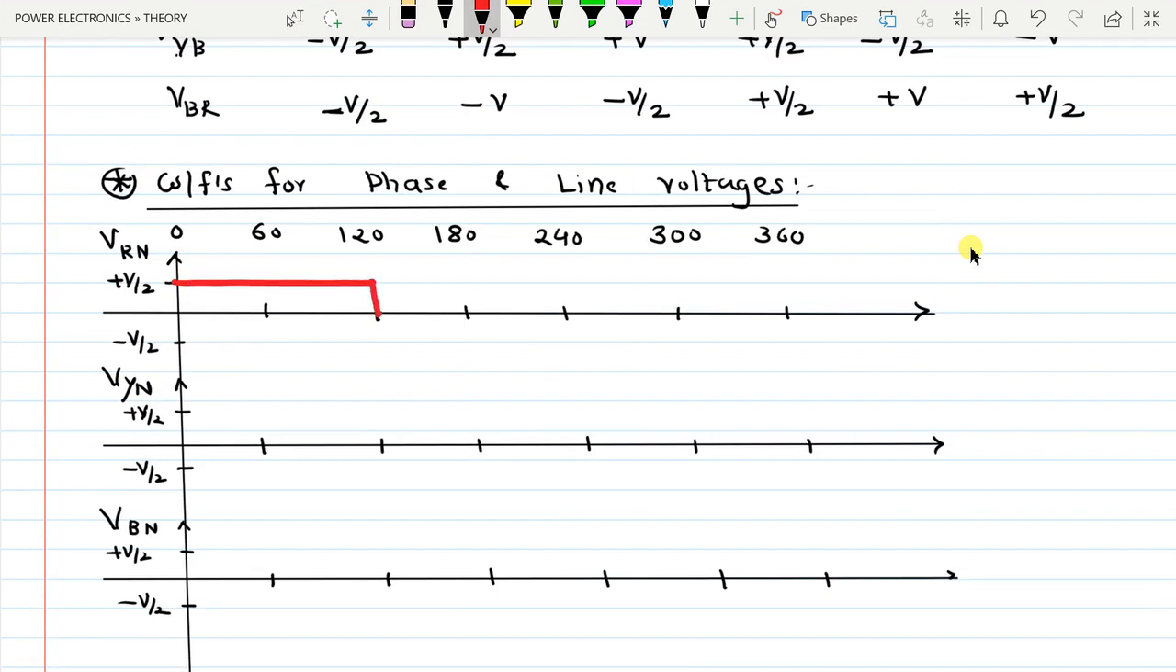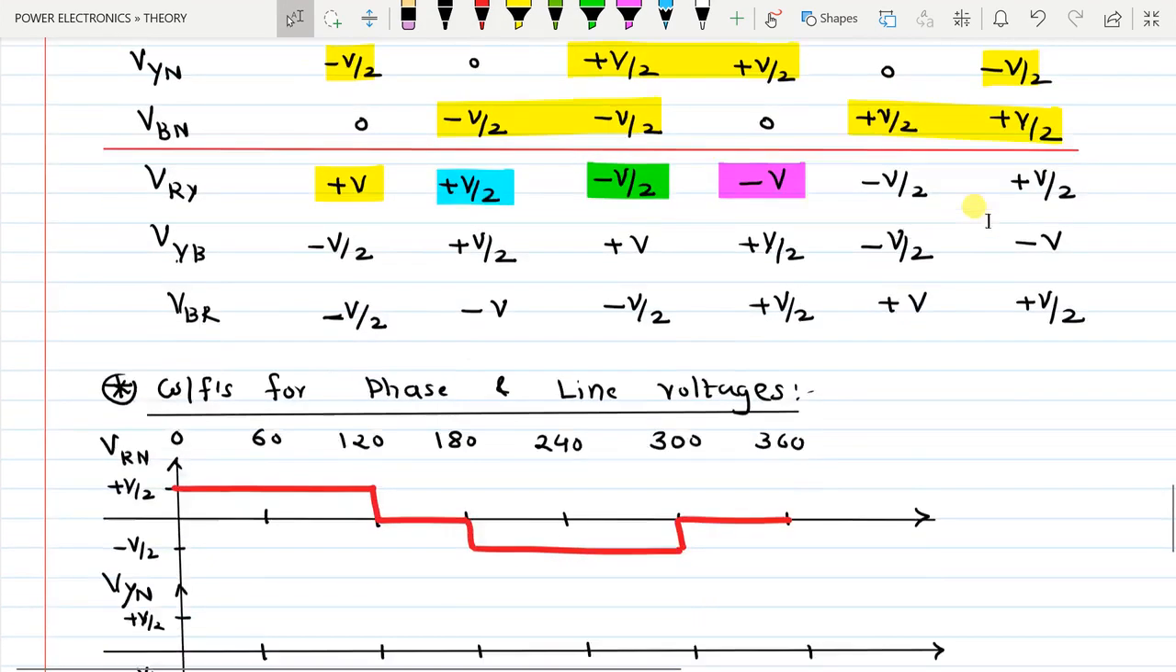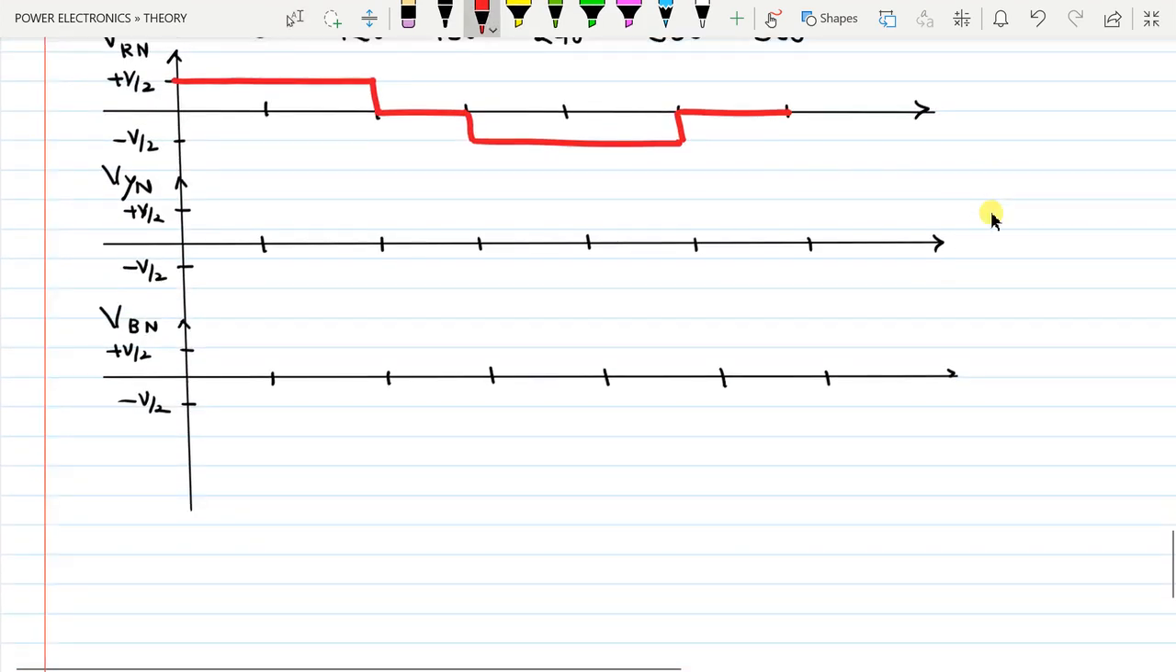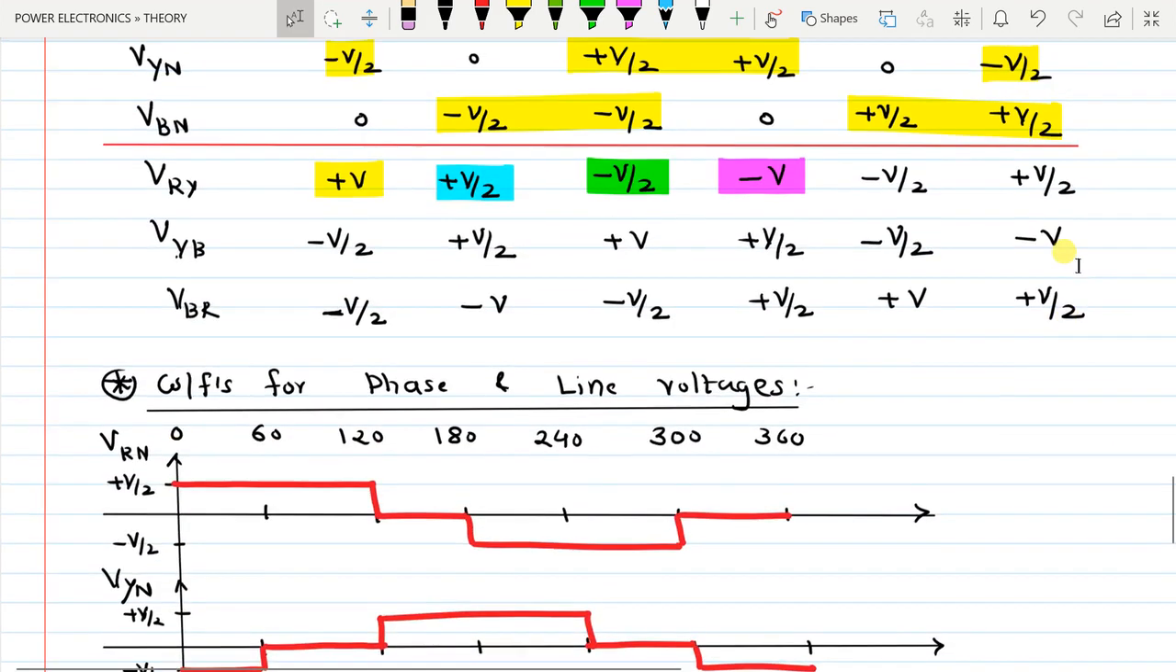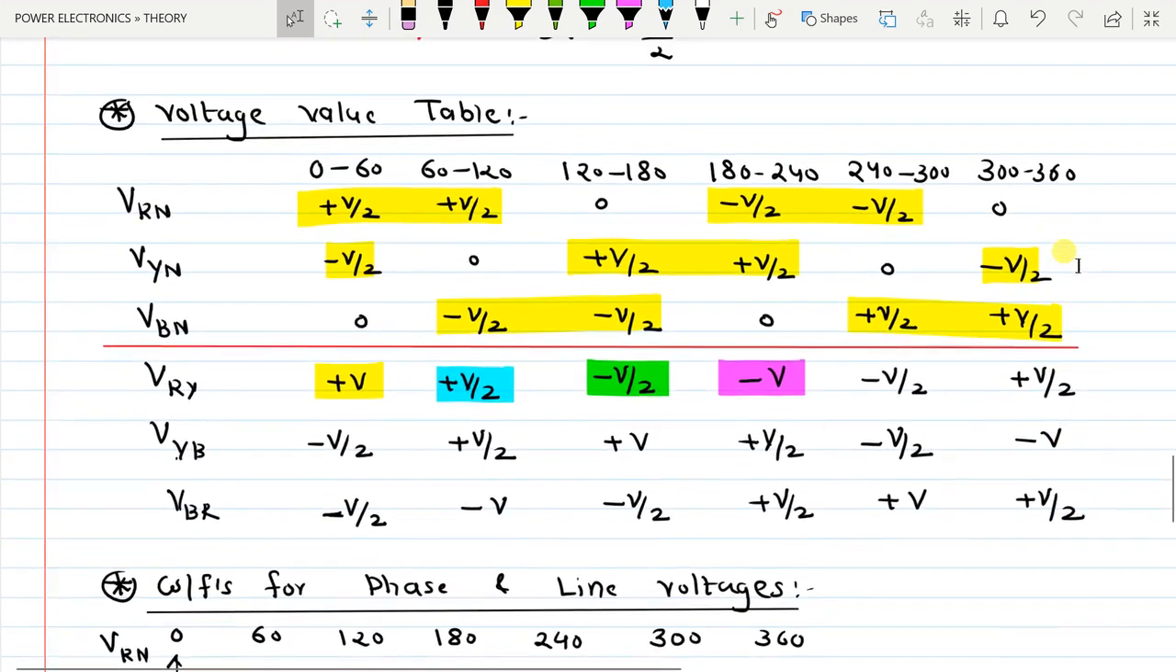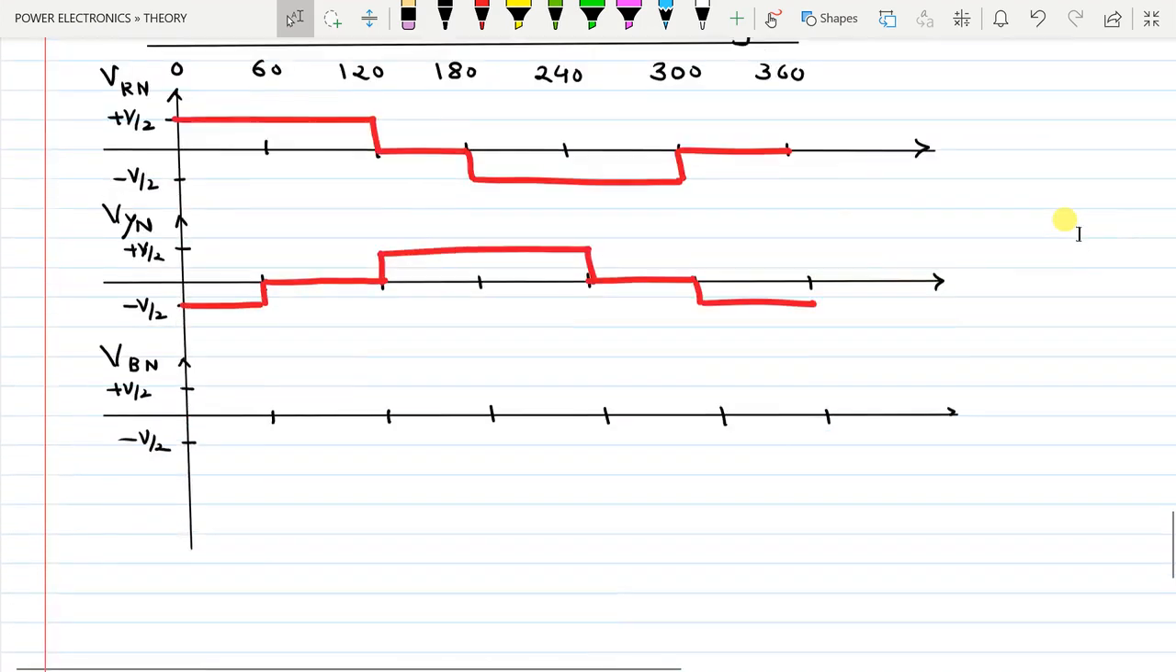Plus V by 2, 0, minus V by 2 2 times, again 0, minus V by 2, 0, and then 2 times plus V by 2, 0, minus V by 2, 0.